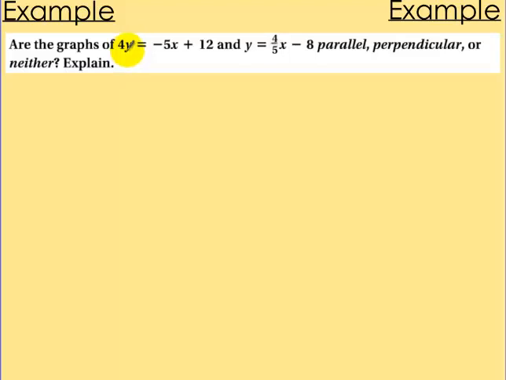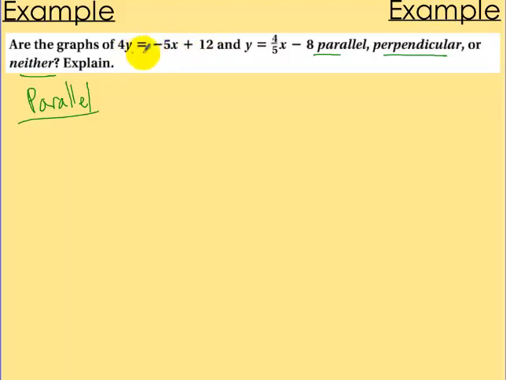All right, are the graphs of 4y equals negative 5x plus 12 and y equals 4/5 x minus 8 parallel, perpendicular, or neither? Okay, and explain. Let's talk about parallel first. I've got to check that. So parallel has to have the same slope.